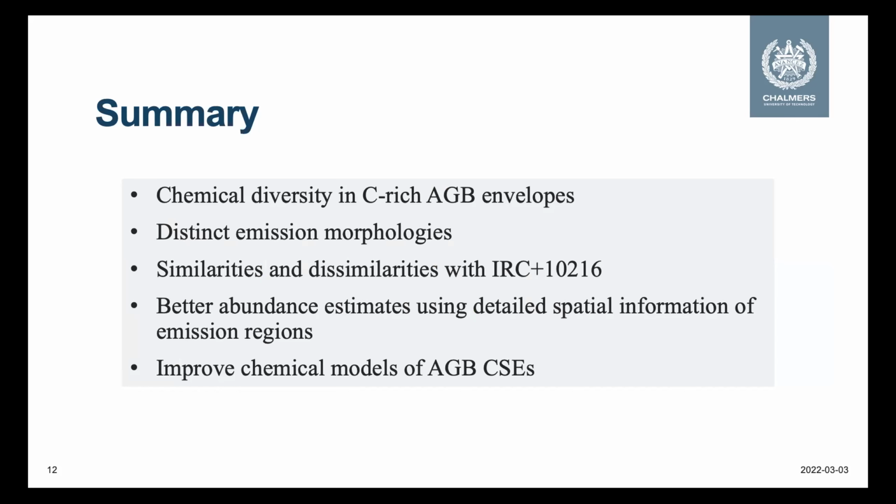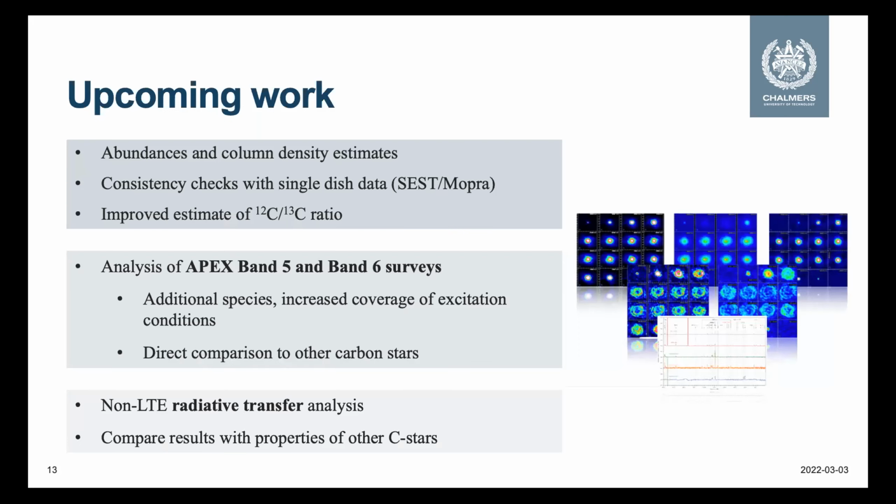So the key takeaway from this, I don't have any rigorous conclusions as such right now because this is still very preliminary work. The next step is, of course, to do detailed radiative transfer, which would give us a better idea of the differences and similarities in these stars, and improve the chemical models of AGB circumstellar envelopes, which would also go a long way towards understanding the general interstellar medium chemistry in more detail.